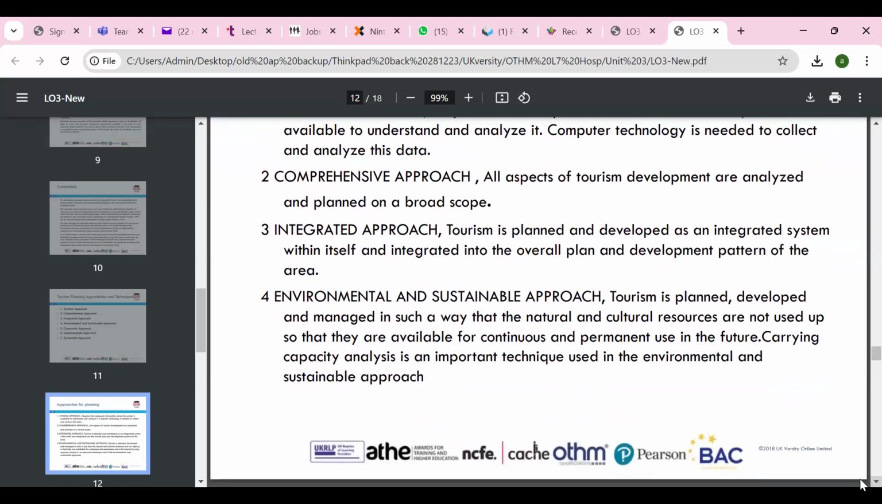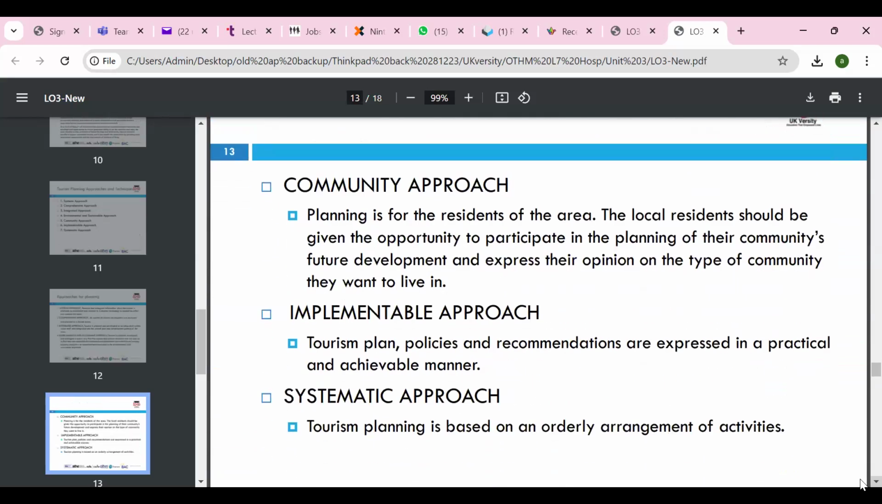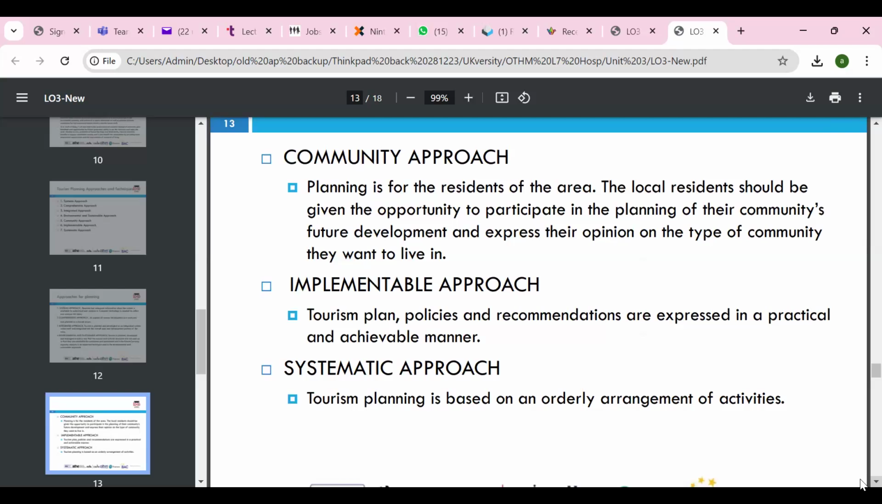So tourism is the plan which we have to look around, develop and manage in such a way that the natural and the cultural resources are not used up. Like the human resource, the farms, and the trees and cutting, that can be a huge environmental impact. So we have to meet those requirements as well instead of just focusing on profit. These are quite crucial because at the end of the day we need to look at the long-term perspective, not just the short-term perspective.